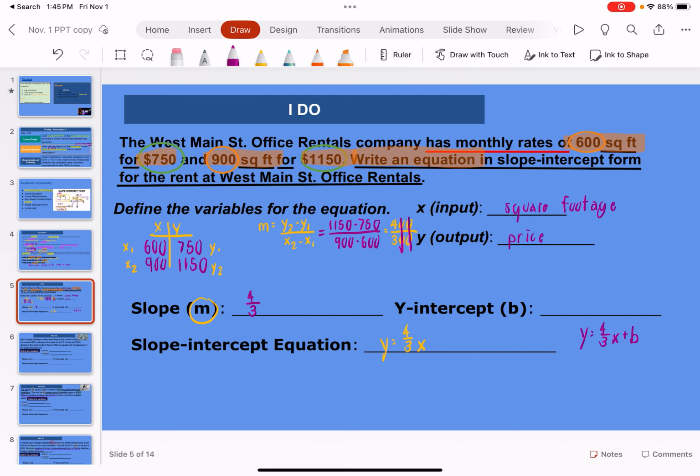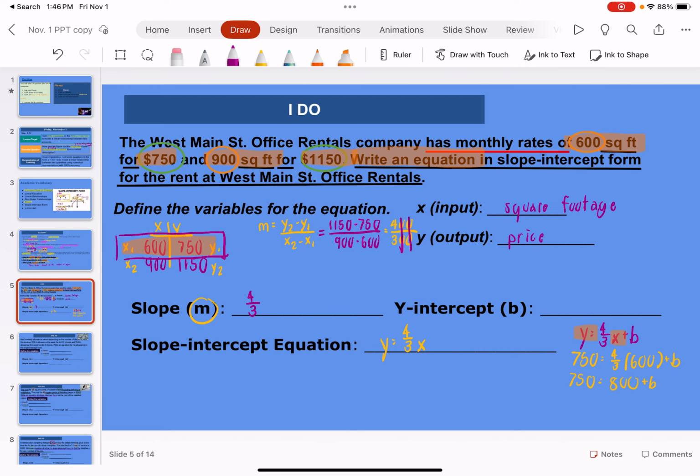Well, to find our b, I have to choose an x and a y, right? Because I have to plug in other numbers to work backwards to find our b. So I'm going to use this first point right here, the 600 and the 750. So our y value that I'm going to use is the 750. Then we have is equal to 4 over 3, our x value is the 600, plus b. So then I'm going to bring down the 750 because I can't do anything with that right now. But I do see that I have 4/3 times 600. So that is going to be 800. So we have 800 plus b.